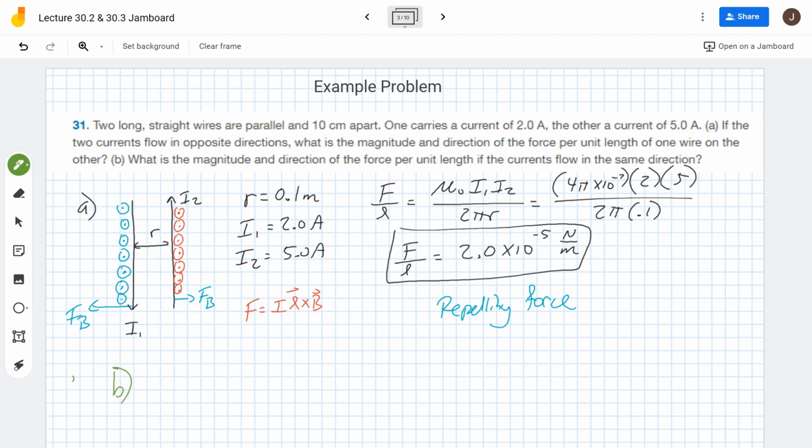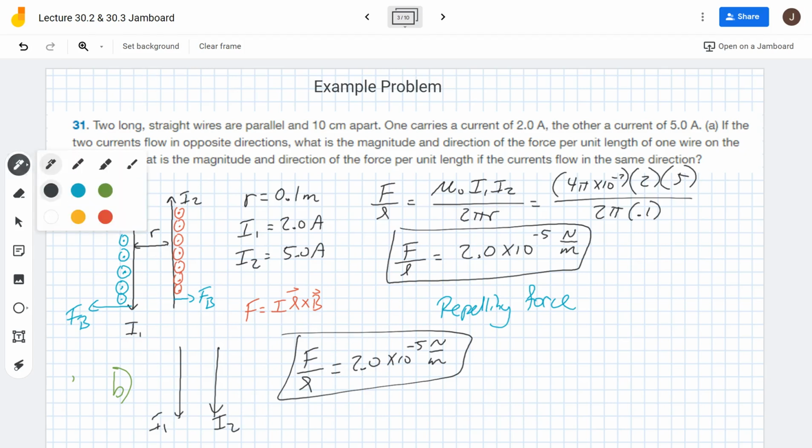Now, for part B, it's asking us what is the magnitude and direction of the force per unit length if the current flows in the same direction. So it's a different setup here. Let's go ahead and draw both of these downward. So the currents are in the same direction, that's going to be I1, that's going to be I2. None of the values are going to change here, so the force per unit length is still going to be 2.0 times 10 to the negative 5 newtons per meter. That's not going to change.